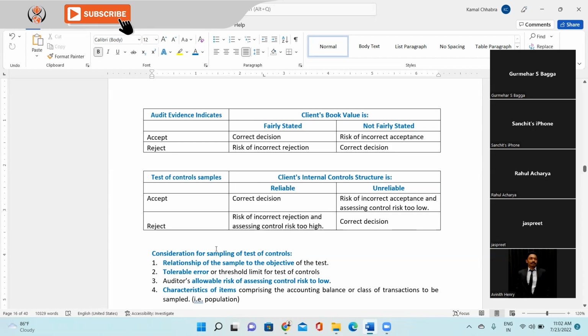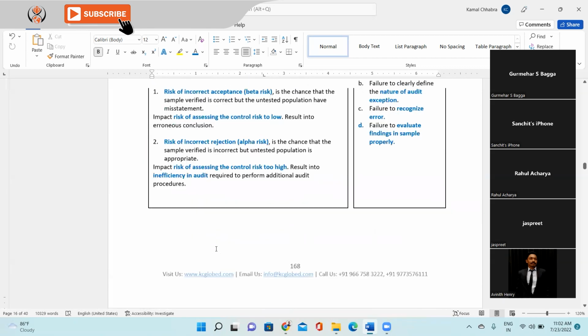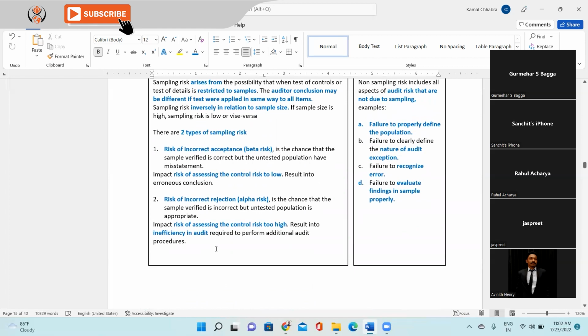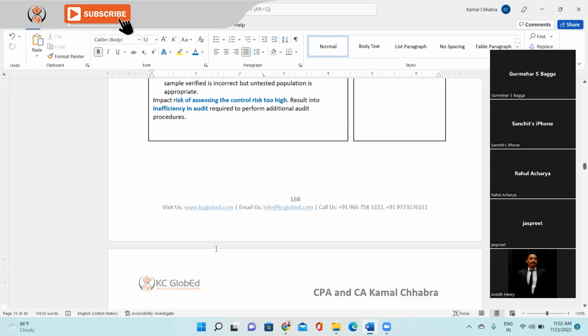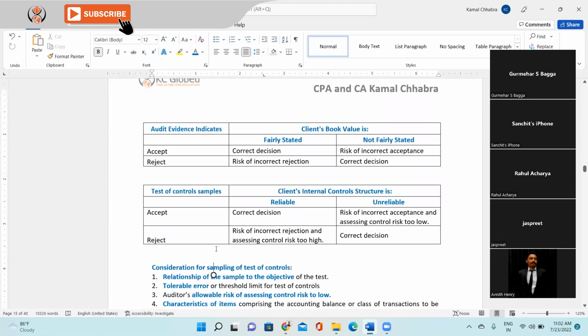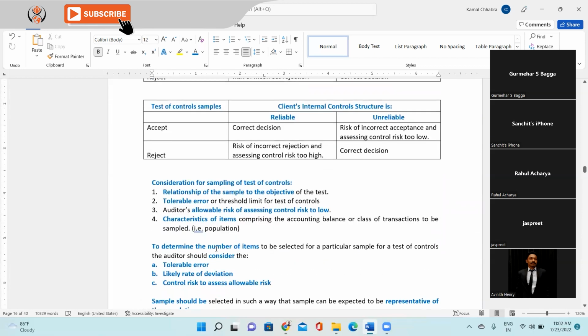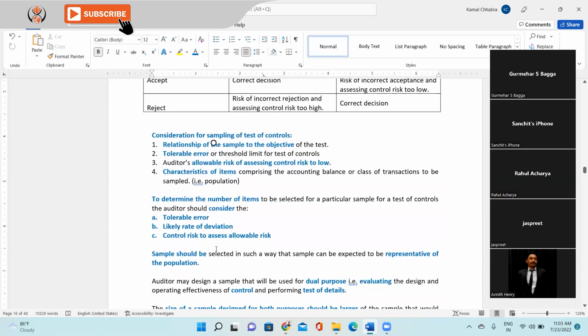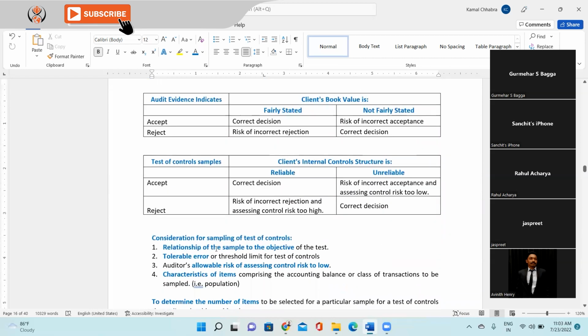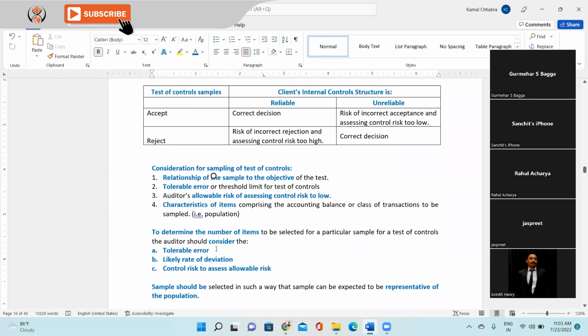So this is a quick summary of point number 1 and 2, which we have discussed here, the 2 types of sampling risk. Consideration for sampling of test of control. So far we discussed sampling risk. Now we are jumping into a new topic, which is things you need to consider when you are selecting the sample for testing of control.